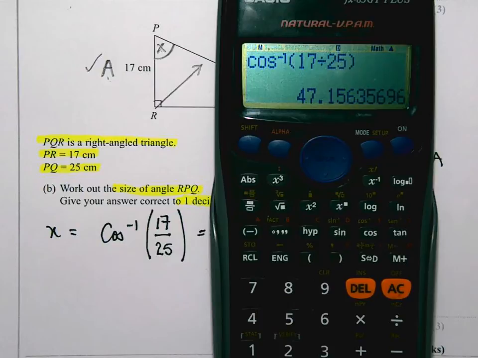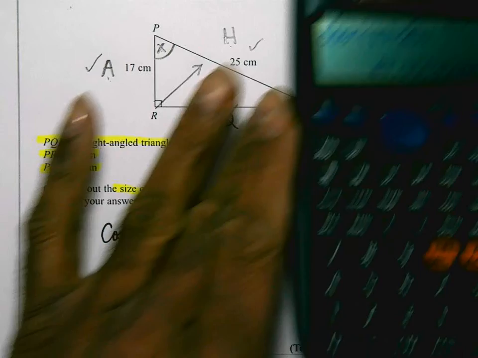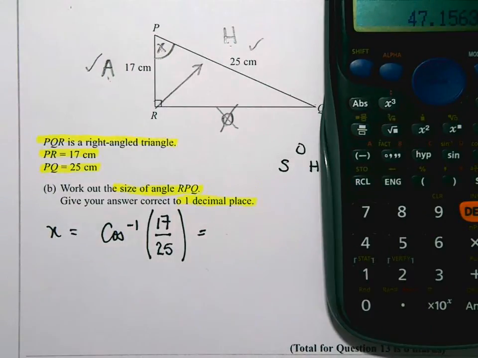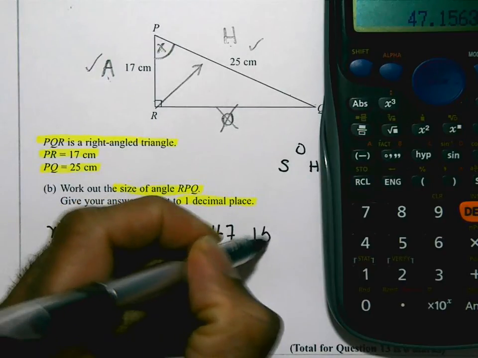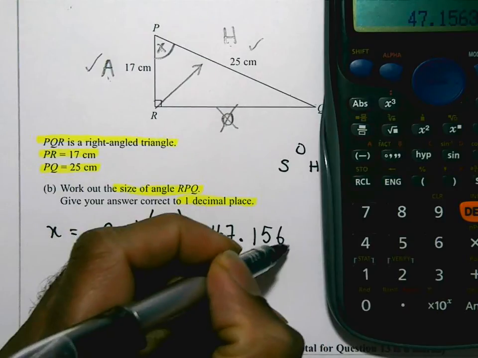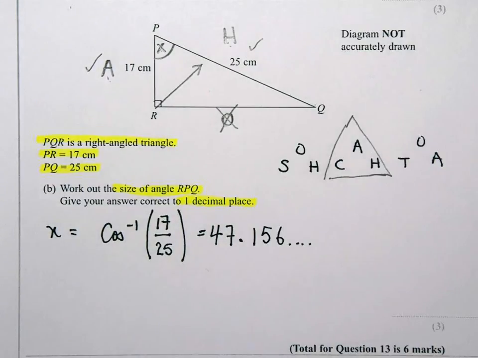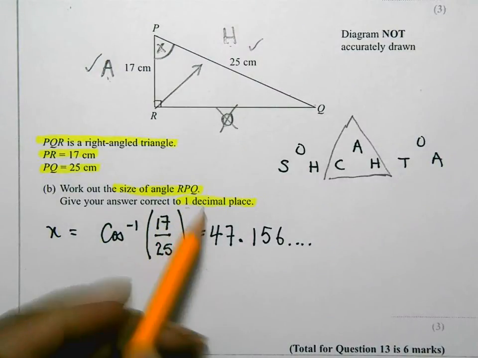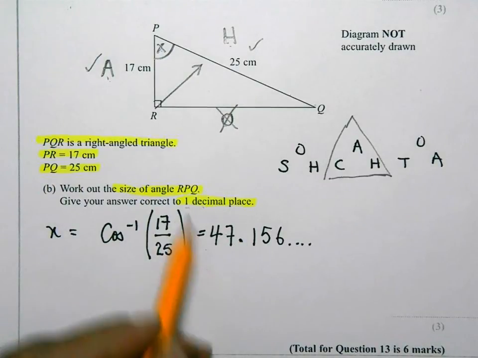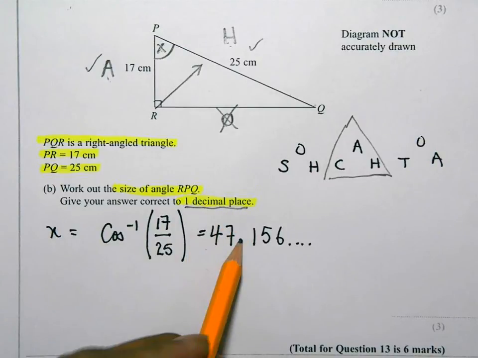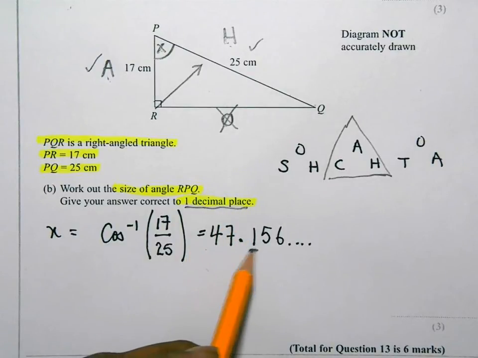I'm going to write that down over here. 47.156, and there are several numbers that come up after that. I'm not going to write it all down this time. The question wants me to give my answer to 1 decimal place. So unlike previously where it's significant figures and I was counting from the front, because it says 1 decimal place, I'm going to find the decimal point and count from the decimal point. So that's 1 decimal place, and I'm going to cut it off there.